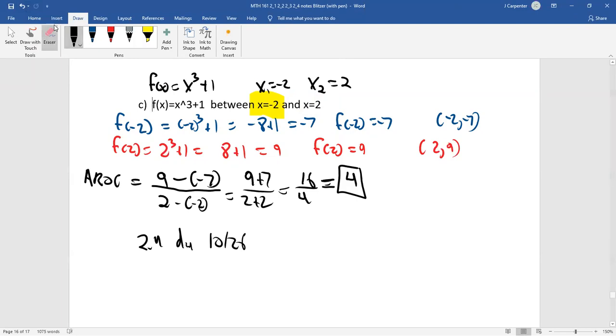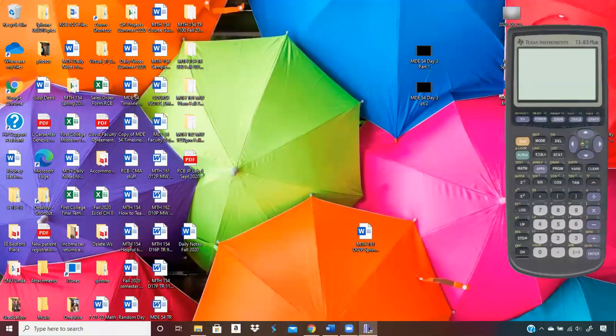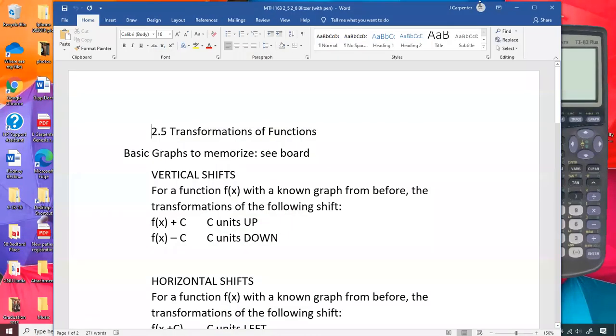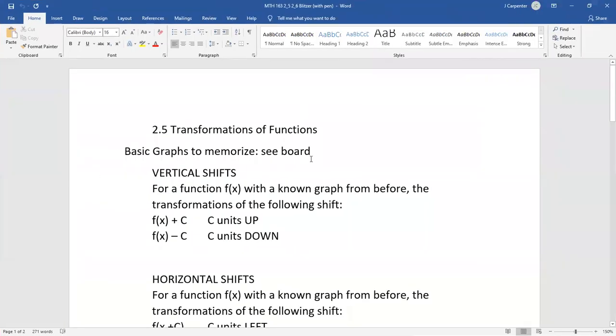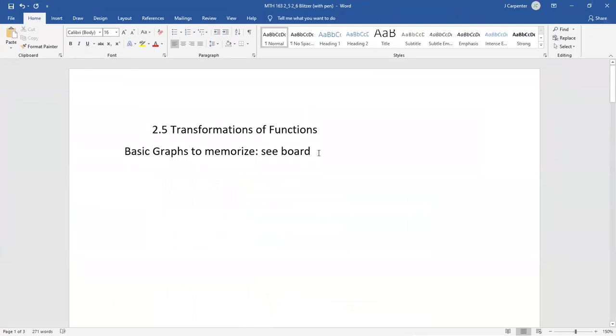All right. Not that, this. Transformation of functions. When I say see board, I mean this is our board.